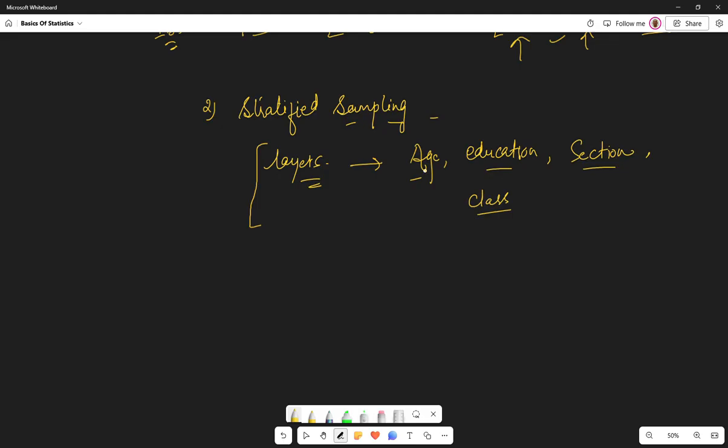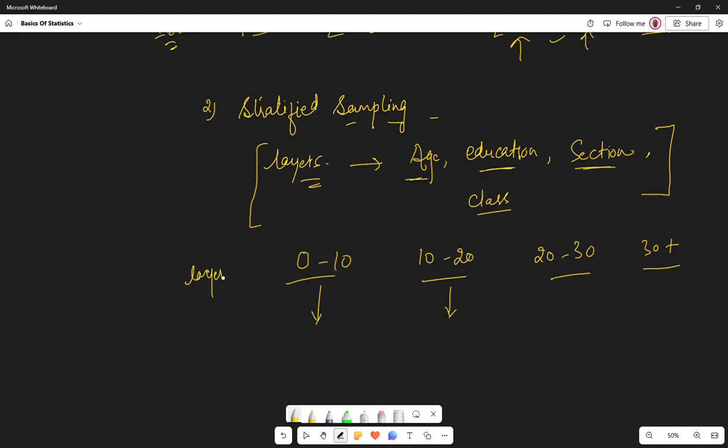So I can layer my data by any of these criteria, or maybe anything else that you may have. Then from each layer, suppose I say age: 0 to 10, 10 to 20 years, 20 to 30 years, and 30 plus. So I have these layers, and the entire population is being divided into this. From each layer, or strata, these are called layers or strata, I randomly select samples.